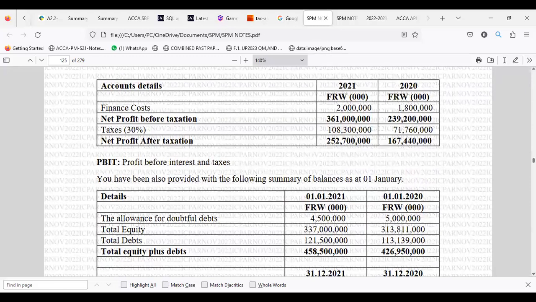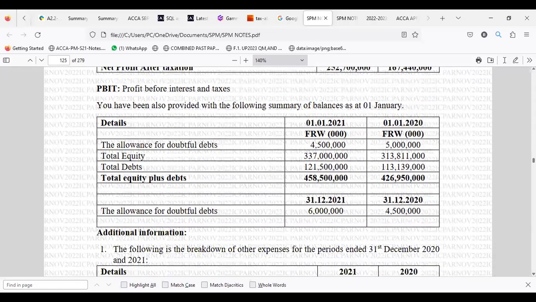And then they have PBIT, which is profit before interest and taxes, which is also reflected up there. And the other one is profit before interest, depreciation, amortization, and taxes.